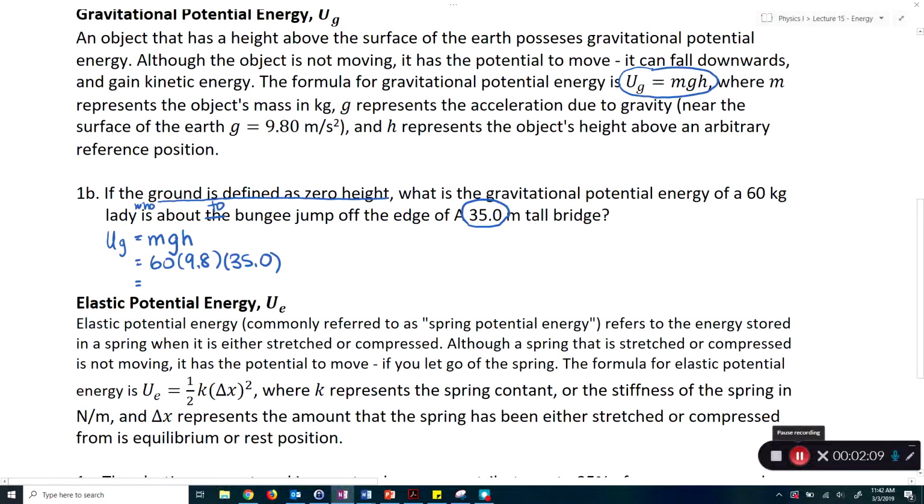and I get 20,580. The units for energy is joules. Okay, but when we look at significant figures, there was only one significant figure here, so our answer should be rounded to only one. So it should just be UG is equal to 20,000 joules. Okay, one significant digit, those other zeros are not significant.